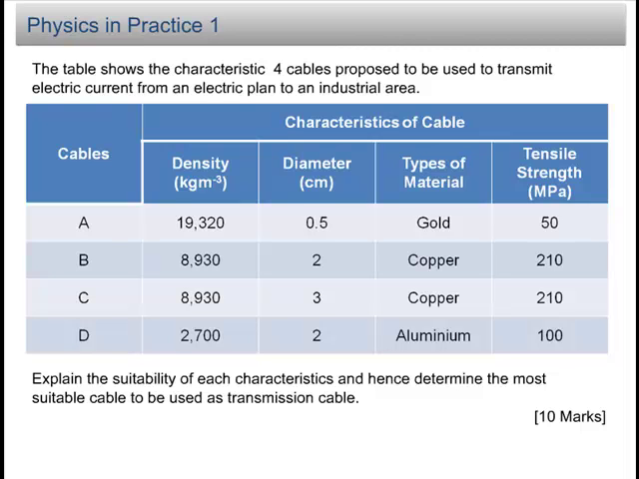Now, the first thing that we need to know is how the marks are given. There are 2 sub-questions in this part. The first one is explain the suitabilities of each characteristics. 8 marks will be given if you answer it correctly. The second sub-question is determine the most suitable cable to be used. 2 marks will be given if you get it correct.